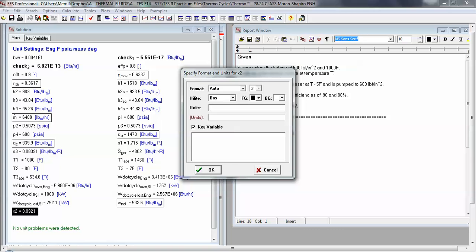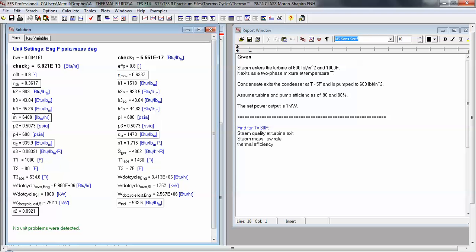The mass flow rate, let's see, that should be an M dot term. Here it is, 6,400 roughly pounds per hour of steam, and a thermal efficiency of 0.36 compared to a Carnot of 0.63.